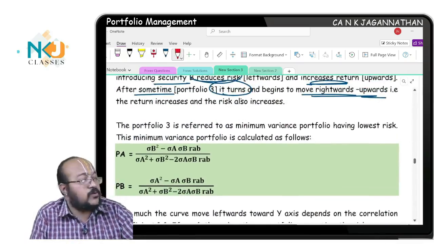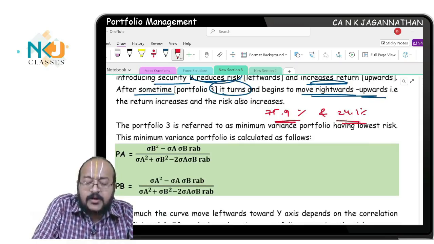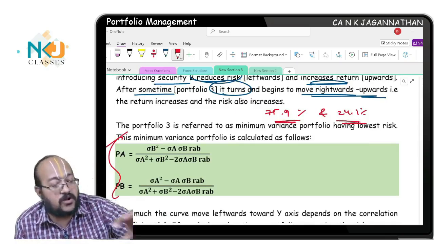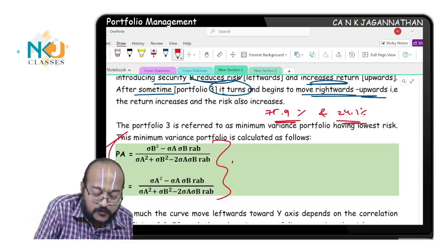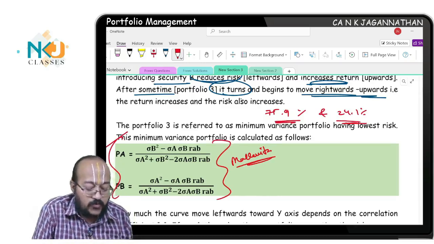Now, Sir, you calculated the 75.179% and 24.1%. What is the secret number? Nothing. There is a formula given for proportion whereby the correlation is not -1. This is called as minimum variance portfolio formula as per Markowitz minimum variance portfolio formula.